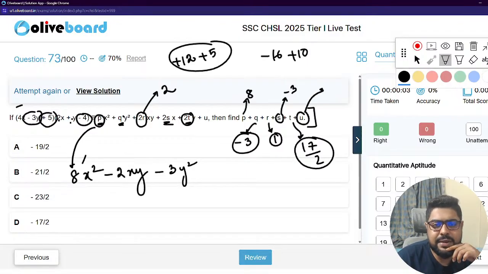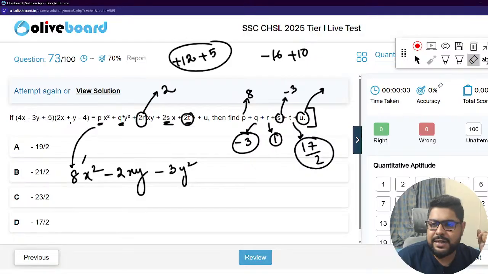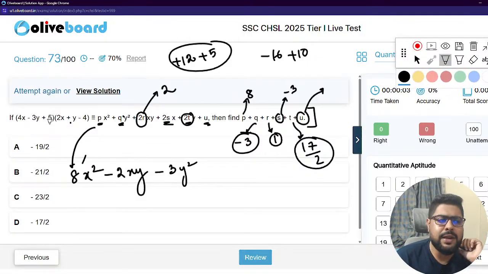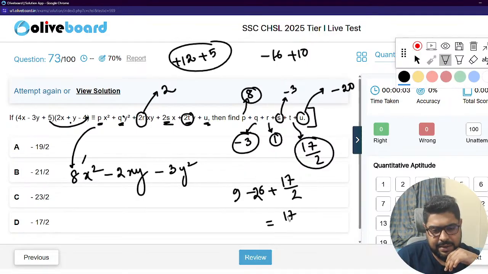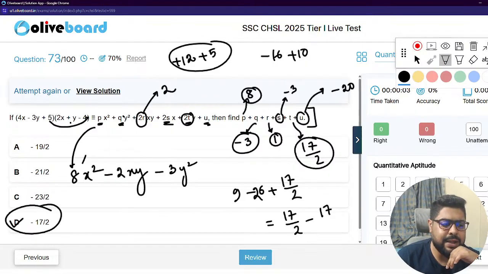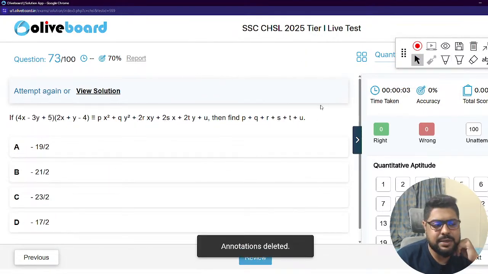u will be what, sir? u will be the constant term. Let's see, u is alone. So the constant term, how will you get it, sir? 5 into minus 4, that is minus 20. Calculate it, sir. 8 and 1, 9, minus 26 plus 17 by 2. That means 17 by 2 minus this will be 17. So it is minus 17 by 2, the answer. That is option D.